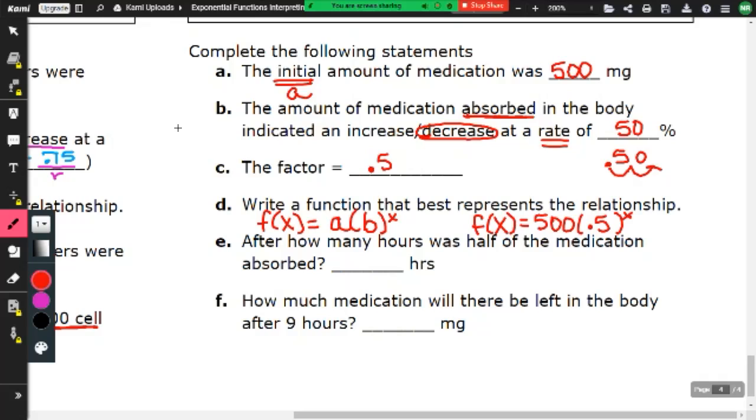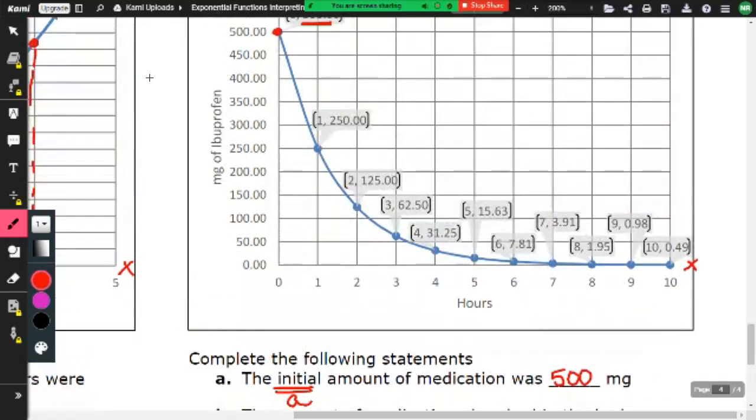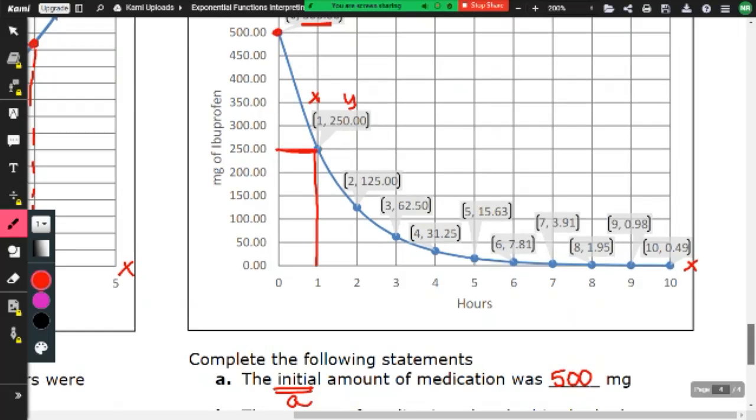After how many hours is half of the medication gone? This is the number we're given, half of the medication. In order to know what half is, we need to know the initial value. We started with 500 milligrams. What's half of that 500? 250 milligrams. 250 milligrams is my Y value, so we're looking for the X value. So let's go to that 250. And after how many hours? 1. My X value is 1. After 1 hour.